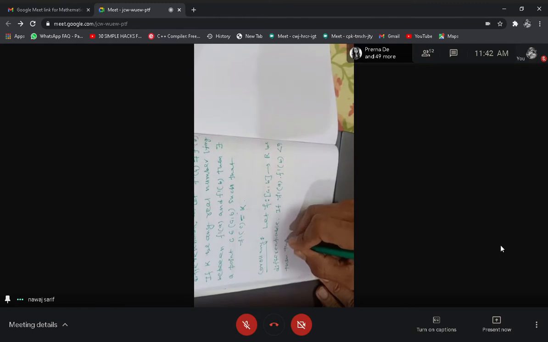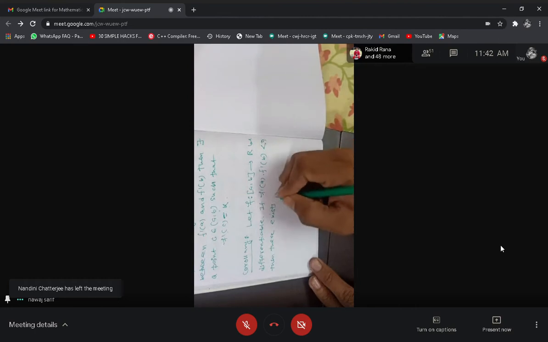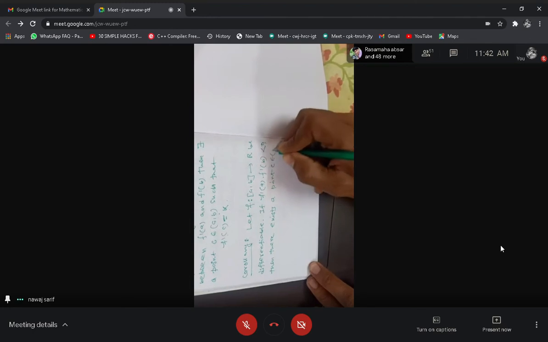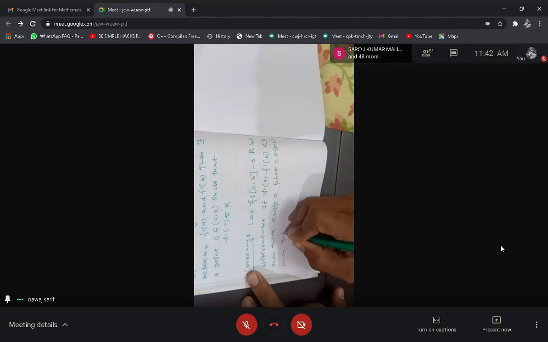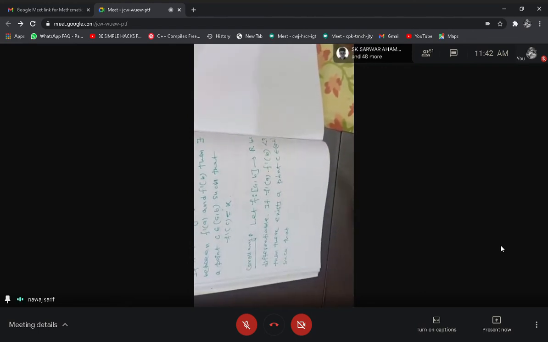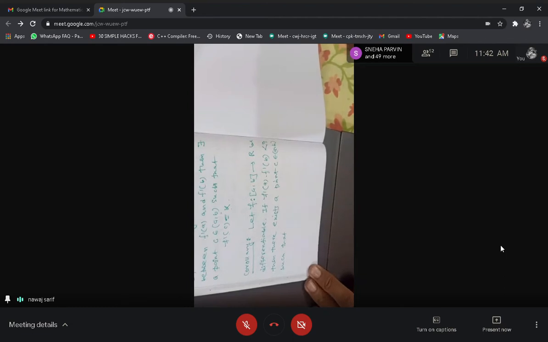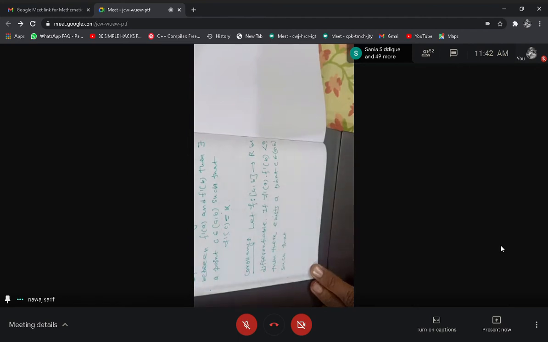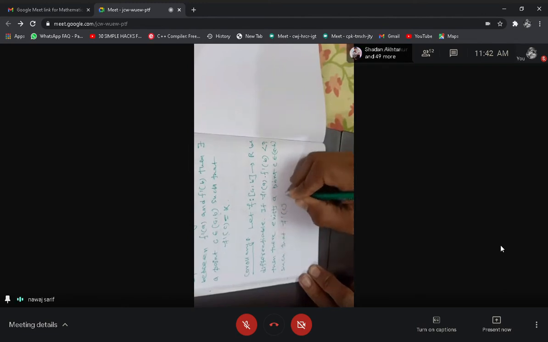there exists a point c belongs to (a, b) such that, what will be the statement? Root of the function. What is the Bolzano's theorem? The root of the function, f(c) equal to 0. Then f dash c equals 0.